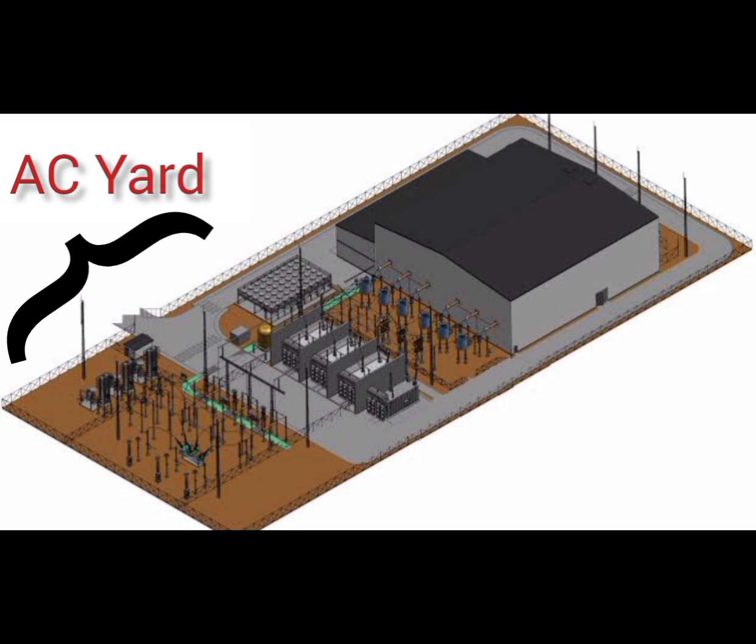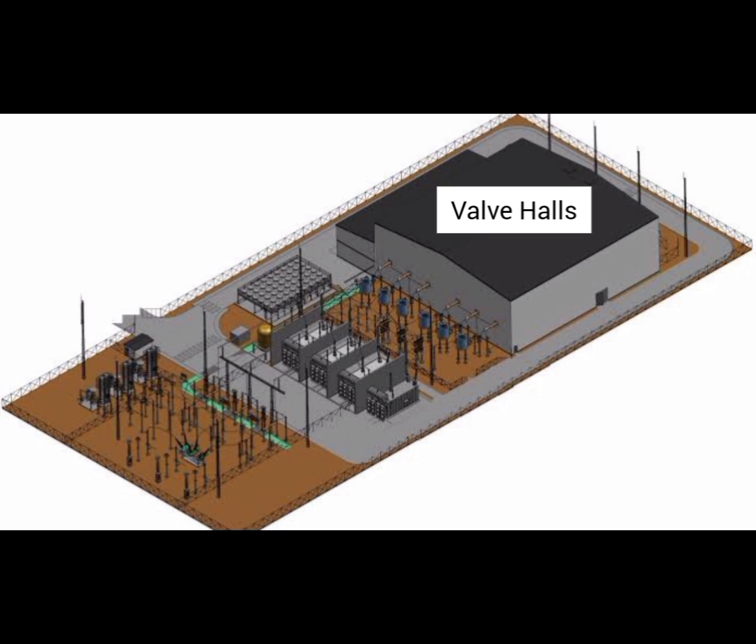Purpose: connects the HVDC station to the AC grid. Provides voltage transformation and switching capabilities. Filters out harmonics and other disturbances to prevent interference with the AC grid. Valve halls. House the power electronic devices, for example thyristors, IGBTs, that convert AC to DC or vice versa. Typically arranged in a modular fashion, with each module containing a set of valves and associated cooling systems.